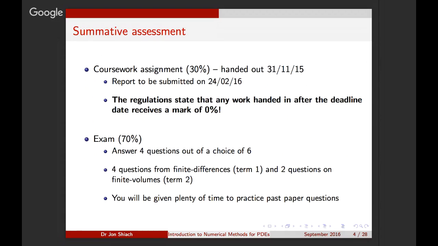There's a bit of a scary thing in bold. If you do submit even a second late, we can't mark it. Okay, new regulations. So don't submit anything late. If you think you are going to submit something late, tell me. There are workarounds. I'm not going to give you an unfair advantage. But if, for example, the dog ate your laptop or something like that, let me know. We can sort something out with regards to exceptional factors. So that's very important.